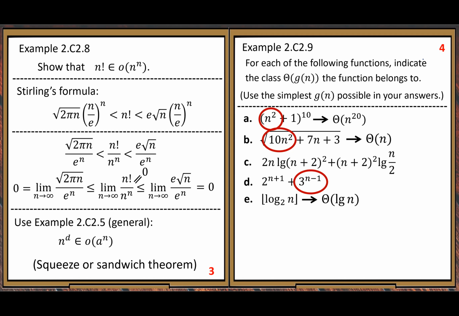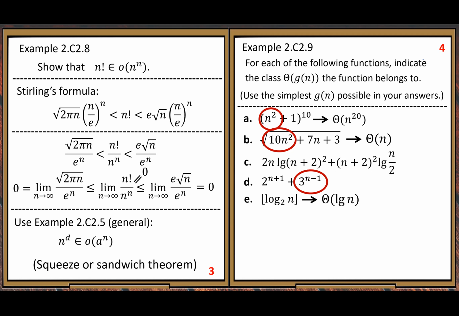This one has 2 exponential terms, one smaller and one larger. When we determine the order of growth, we take the larger exponential term. So we don't worry about the other.